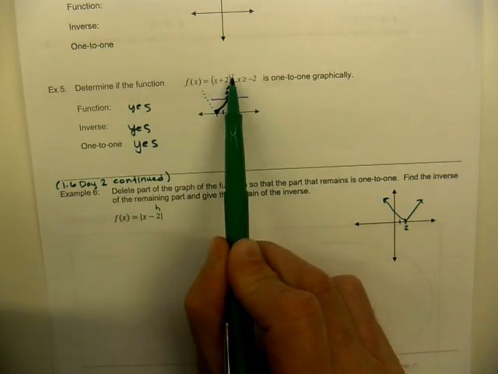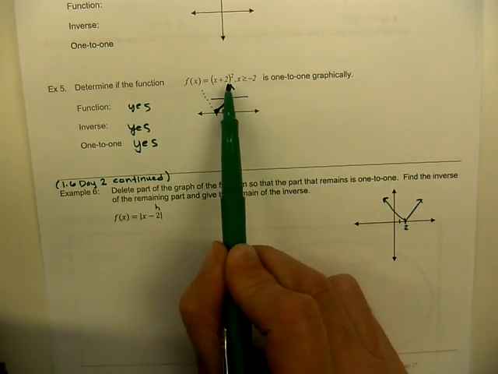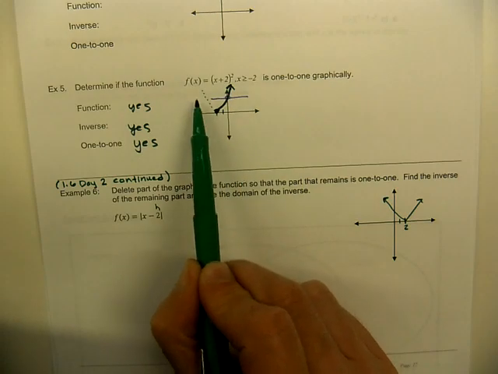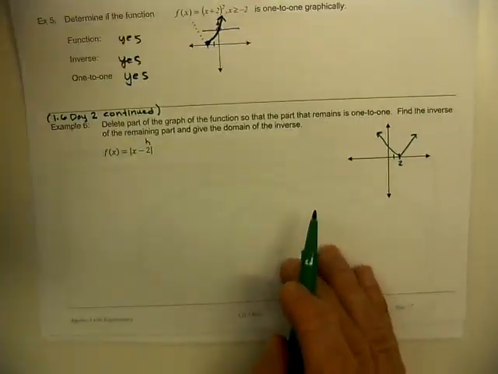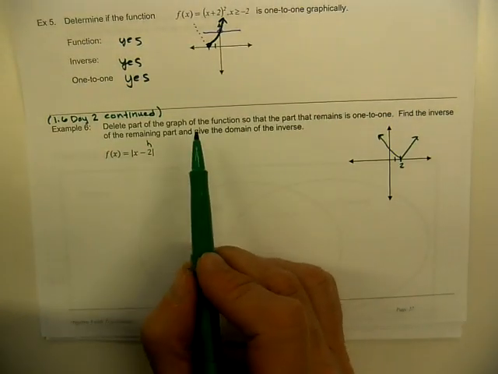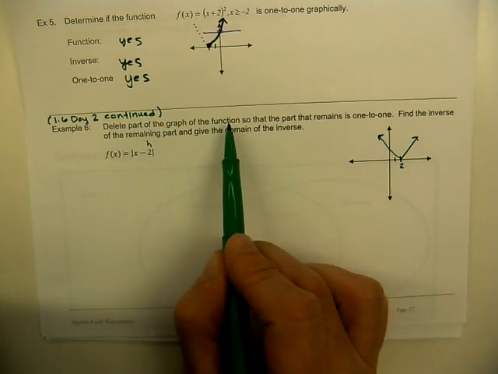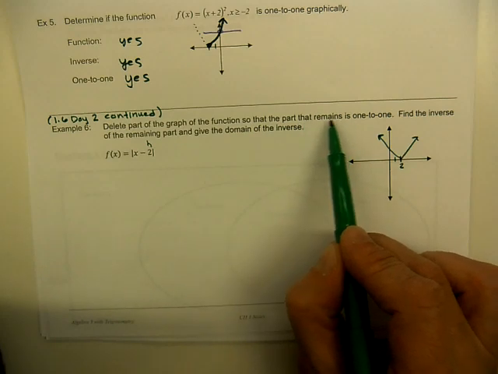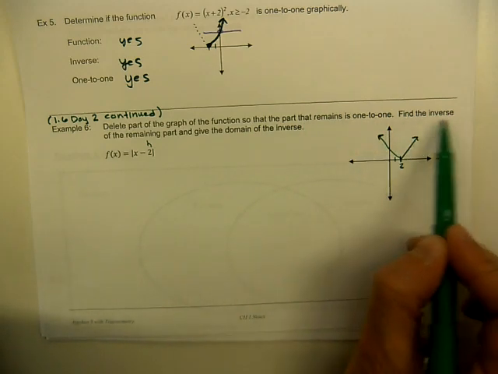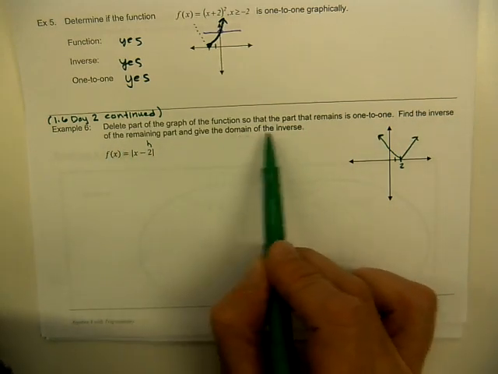We used a domain restriction to only show some of the parabola, and that's really the trick into this problem here as well. We're going to use a domain restriction to remove part of the graph, delete part of the graph, so that part that remains is one-to-one. And then we'll find the inverse of the remaining part and give the domain on the inverse.